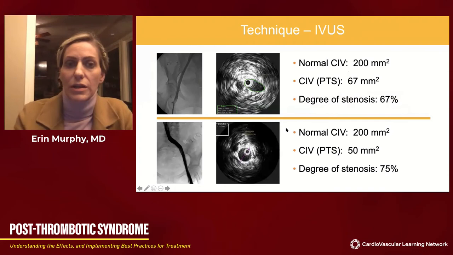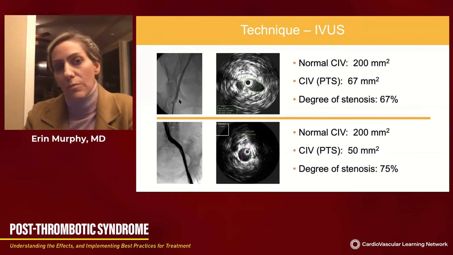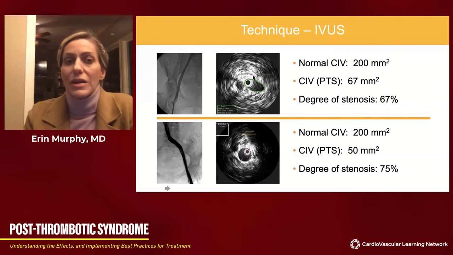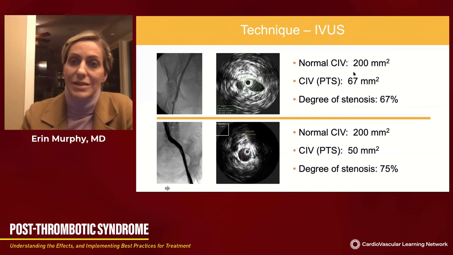These are just two examples of cases. So in this particular patient, the venogram looks pretty good, but we talked about a case like this before. The vein is actually diffusely narrow. So this is a common iliac vein. The area should be around 200. It was around 67, which is almost 70% stenosis.